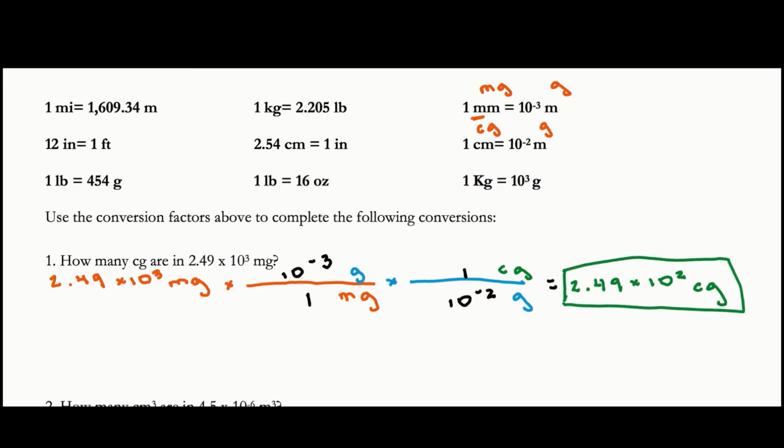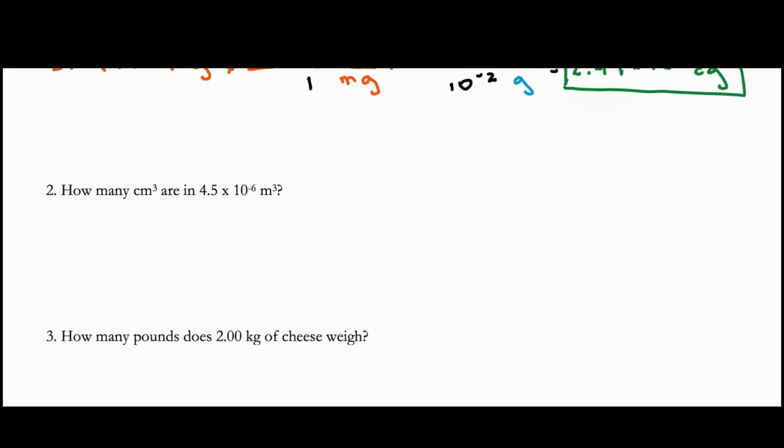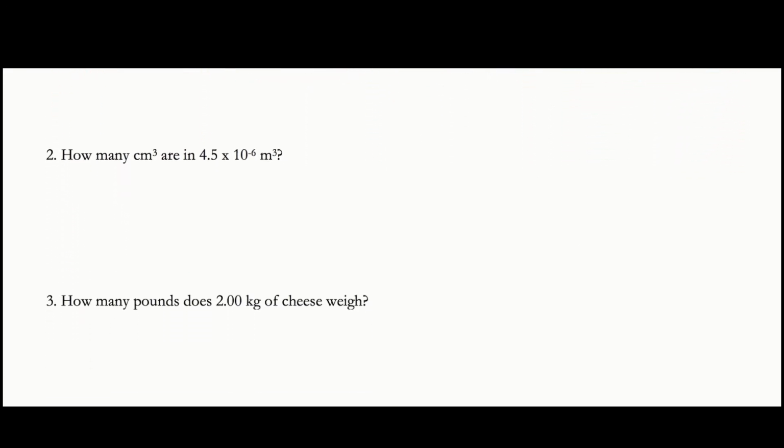Okay. Let's look at the next example. How many centimeters cubed are in 4.5 times 10 to the negative 6 meters cubed? So first step, I'm going to put my given. So my given is 4.5 times 10 to the negative 6 meters cubed. Okay. I want to get out of meters cubed by putting it on bottom, meters cubed. And the unit I'm asked to get into is centimeters cubed.